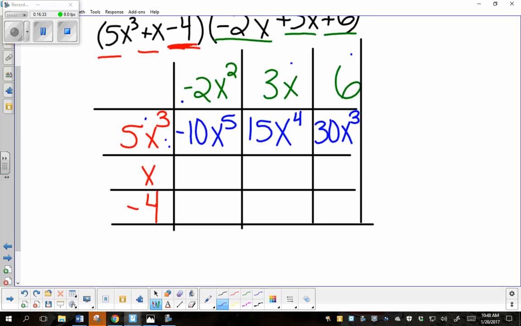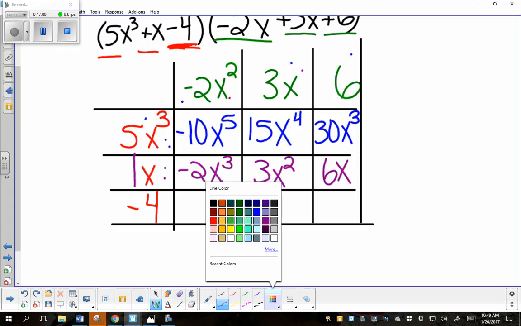Second row, we've got x times -2x squared. So that's -2x to the 3, because x times x squared is x to the 3. Second box, we've got x times 3x. That's just 3x squared. Remember, this has a 1 in front of it, so I did 1 times 3 to get that 3. Last box, we have 1x times 6, so that's just 6x.